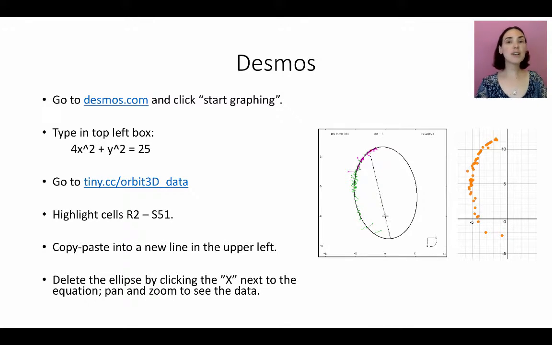And you can get rid of the ellipse you originally drew by clicking the X next to that equation, and then you can pan and zoom in the window to see the data set. These are selected points from this data set for the orbit of our friend 01398-5612. So you can see how they look in Desmos. But that's not all you can do.